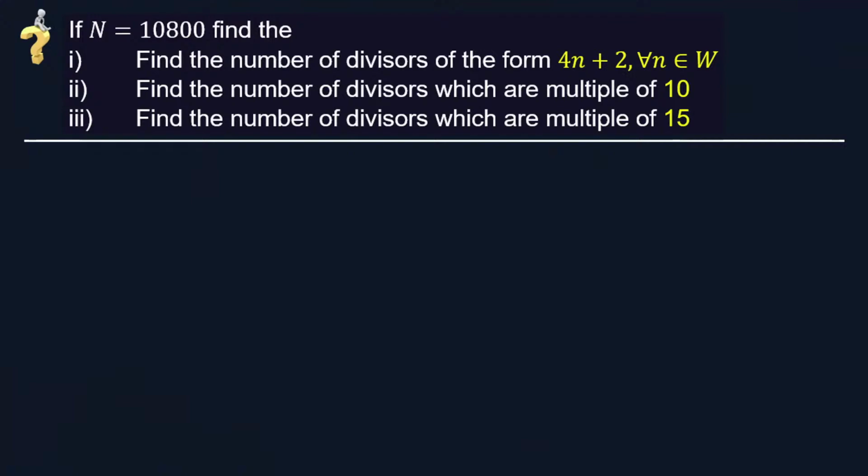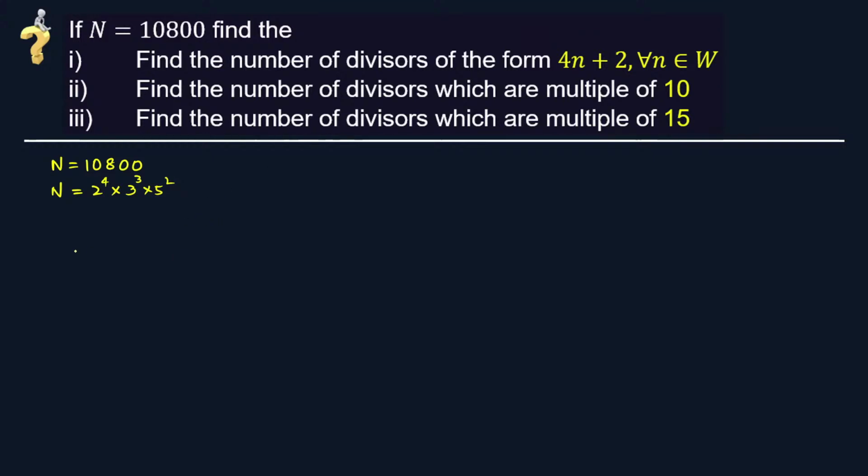See this question. 10800. Is it the same number? No, it is a different number. Okay, that's great. So if we go for factorization, we will have 2 to the power 4 into 3 cube into 5 square. I have already calculated this and I am writing it. You people have to find out its prime factorization.